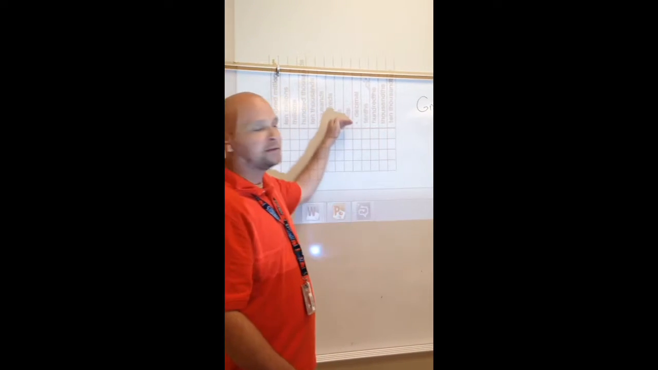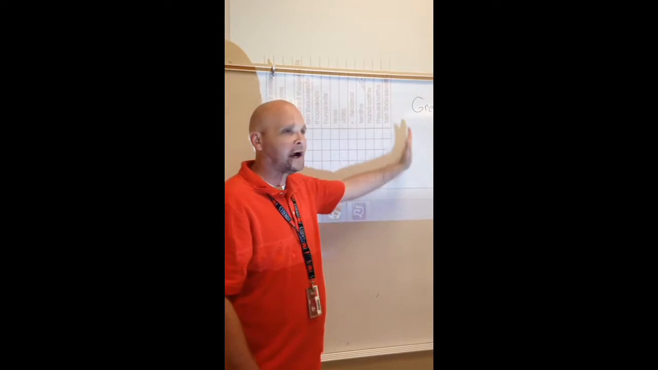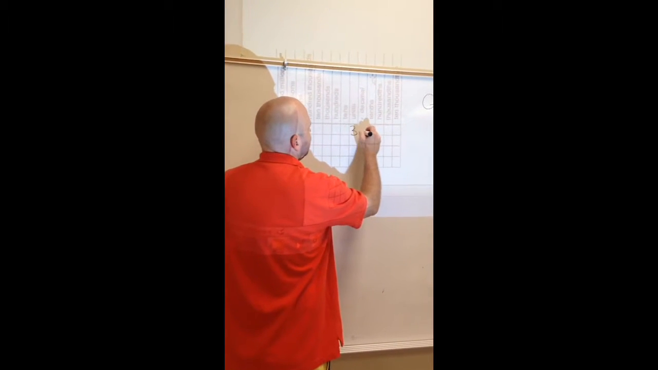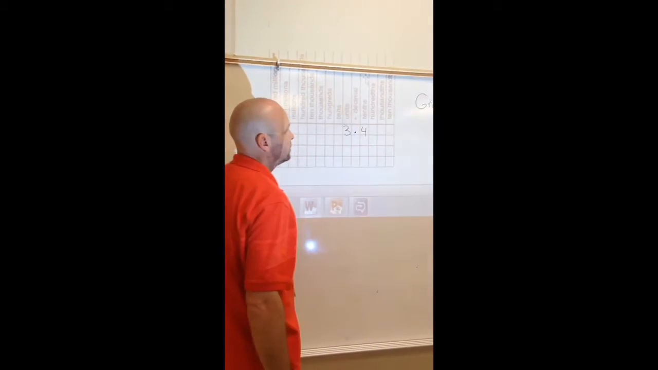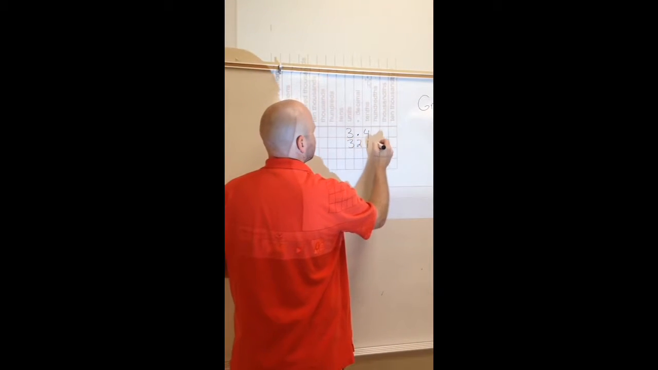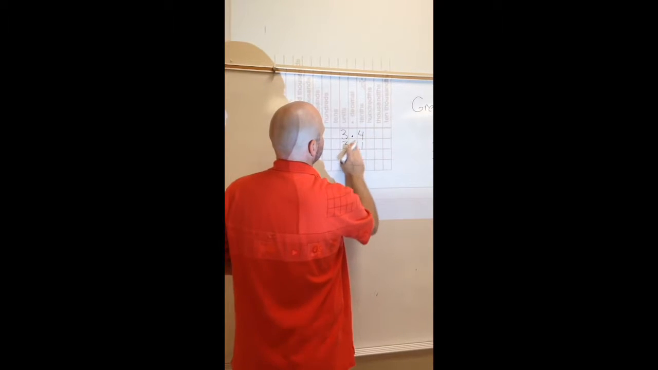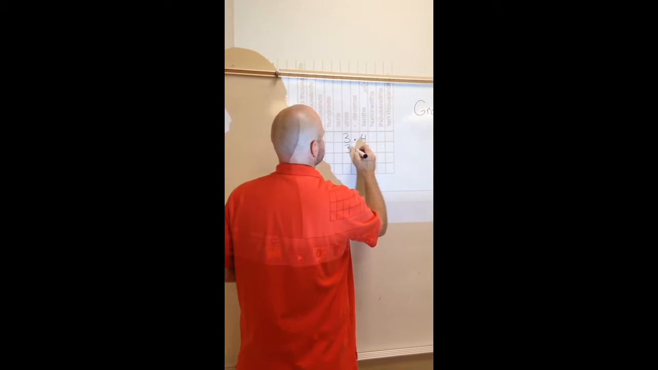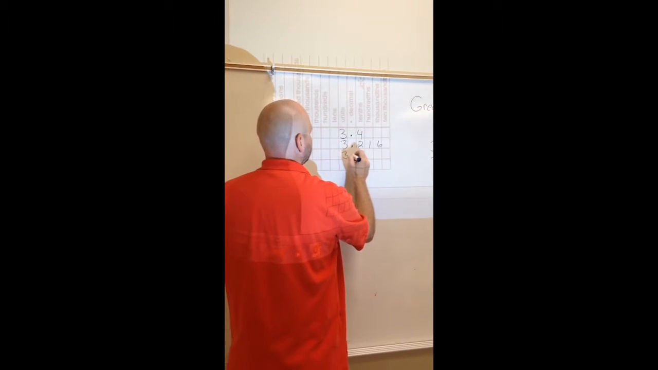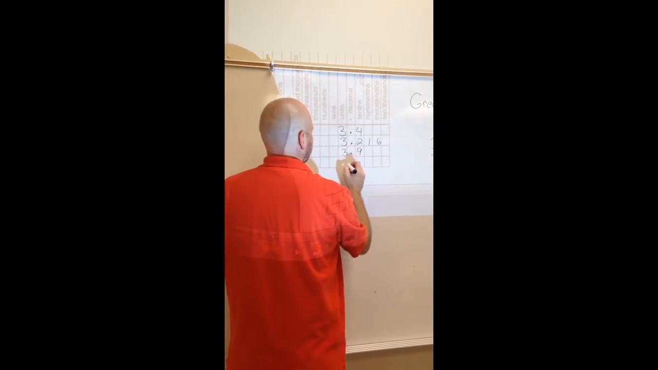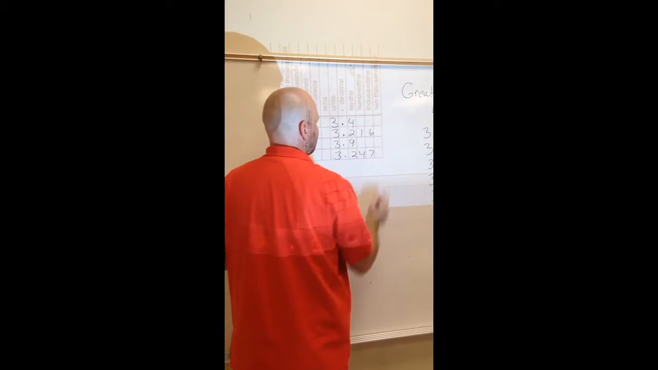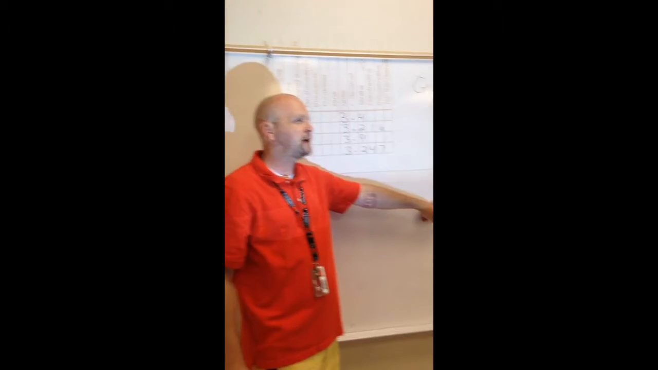Okay, so I'm going to rewrite these on this chart, lining up the decimal points. So we have 3 and 4/10. We have 3 and 216 thousandths. We have 3 and 9/10. We have 3 and 247 thousandths. But we also just have 3.